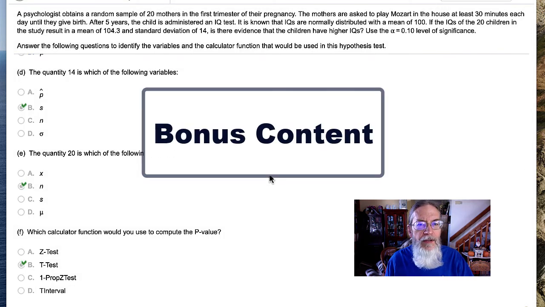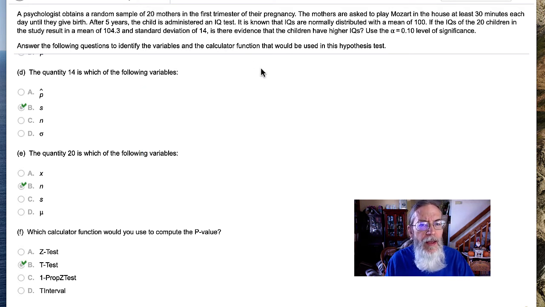Okay, something I mentioned real early on, and it's not part of this question, but can we run a t-test when we only have a sample size of 20? We're always told you have to have 30 or more, but we have to have 30 or more if the population is not normally distributed, and we are told IQs are normally distributed. So yeah, this is legitimate.